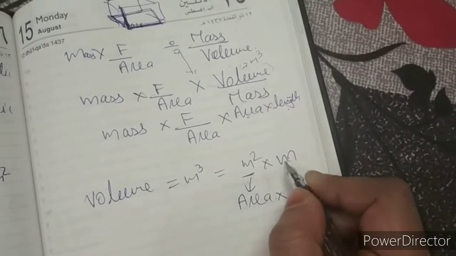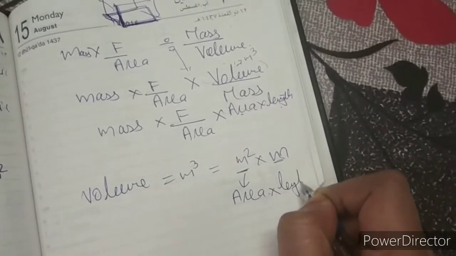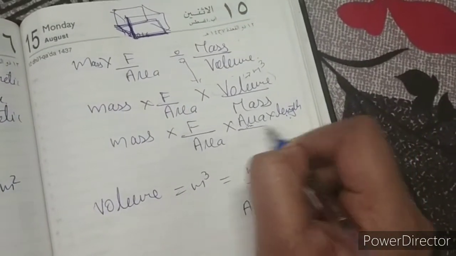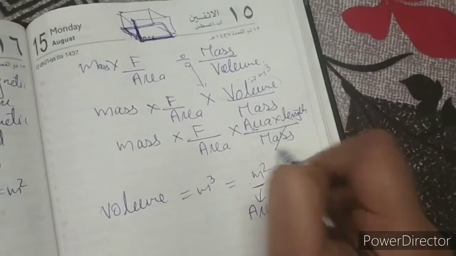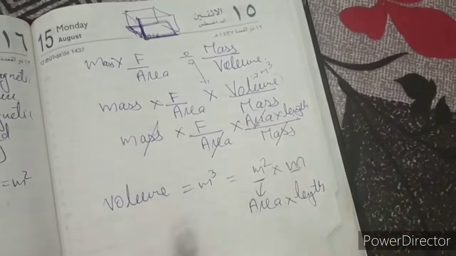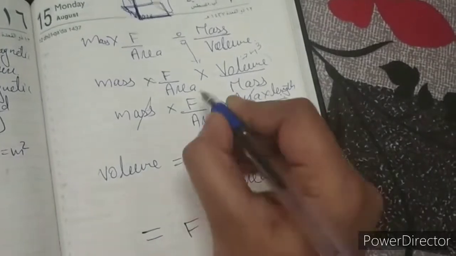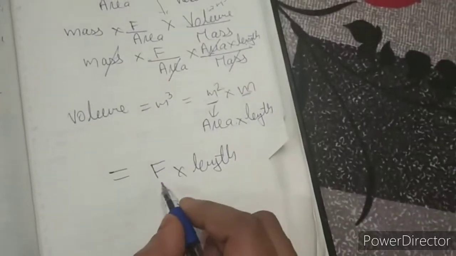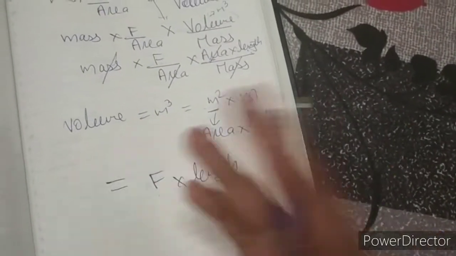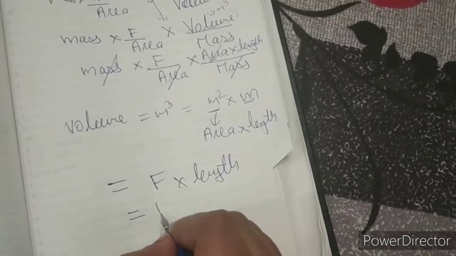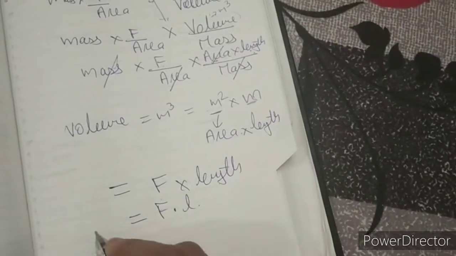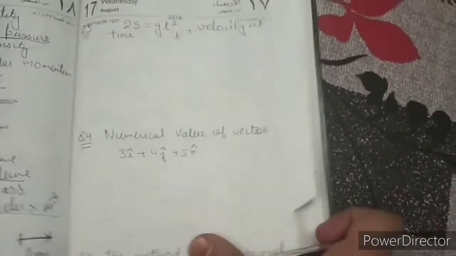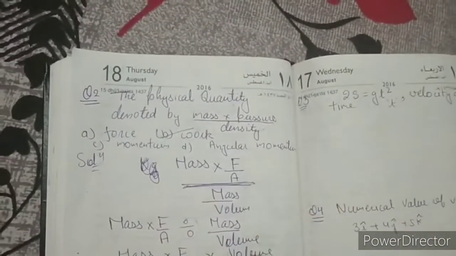So can I write area into meter, which is length? Okay, can I write area into length? So I have written here area into length divided by mass. Mass to mass cancels out, area to area cancels out. So we are left with force into length. And all of you know that force into displacement or length is a famous equation of work done. Work done is force into displacement. So the correct option is work.